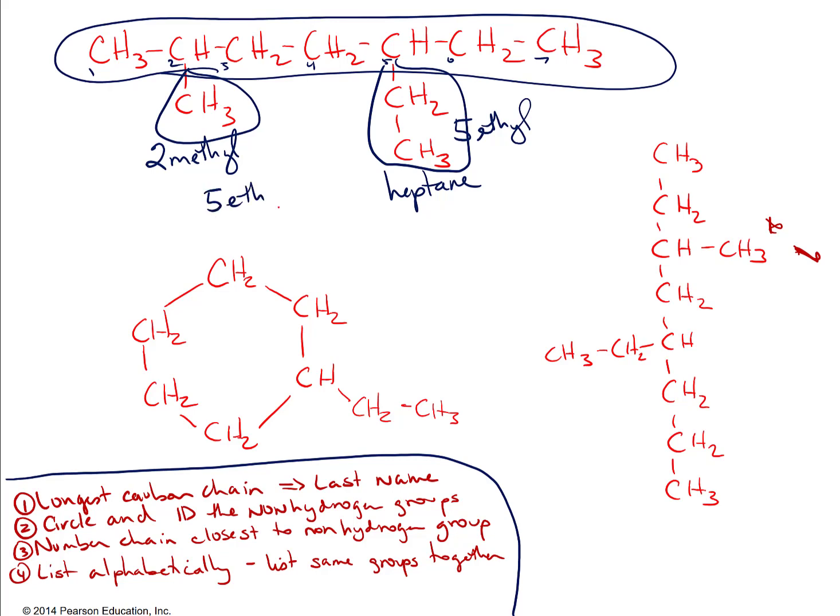So it's 5-ethyl, which seems backwards because you would think you'd number it by the carbon, but no, you list them alphabetically. I didn't make the rules. So ethyl, E, comes before M, so you would put ethyl first, methyl second: 5-ethyl-2-methylheptane.